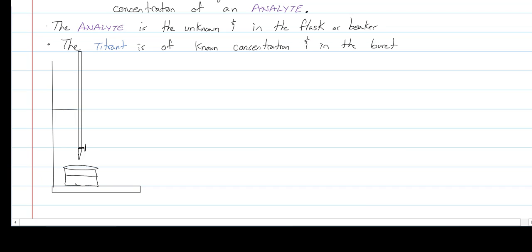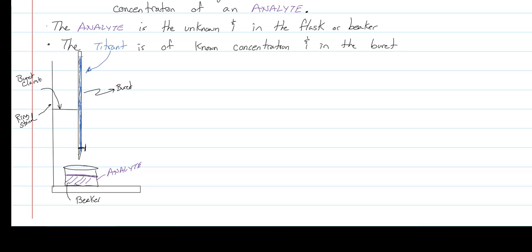The analyte then will be down here in a beaker. So I have a ring stand, a burette clamp, and then the burette. In this case, this is a beaker, could be a flask too. And the titrant is in here, in this burette. And that's known.